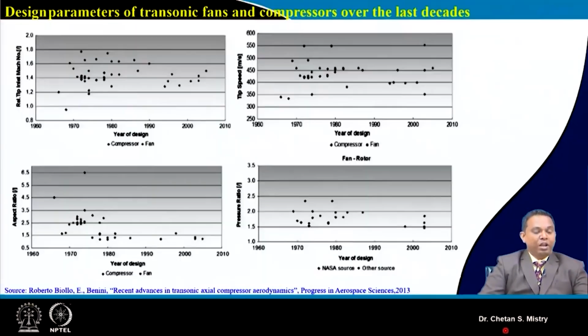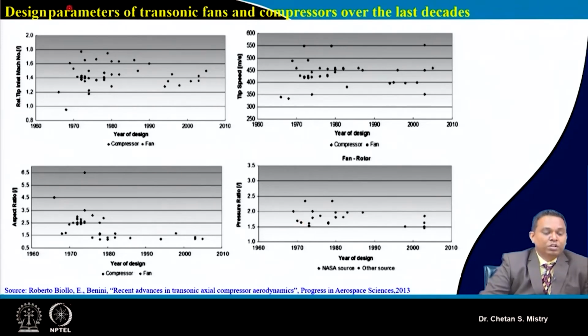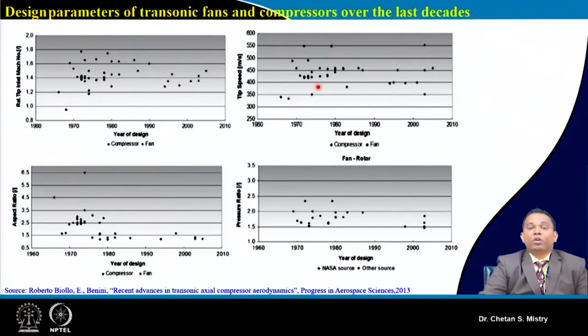Now here is the trend for transonic compressors and fans. This represents the inlet relative Mach number. Since 2000 we can see that the inlet relative Mach number, both for compressor as well as for fan, is coming to be on a larger side. In the same way, when we look at tip speed, that is also coming to be on the higher side.